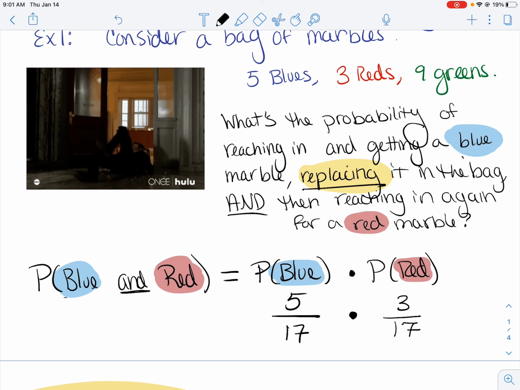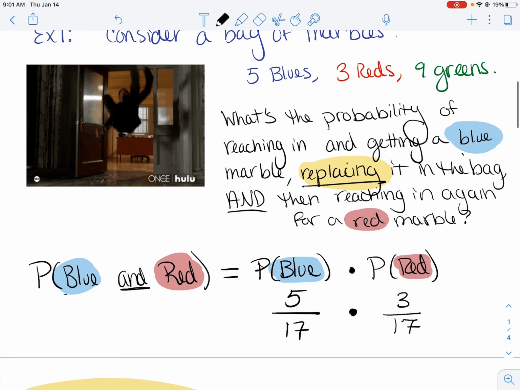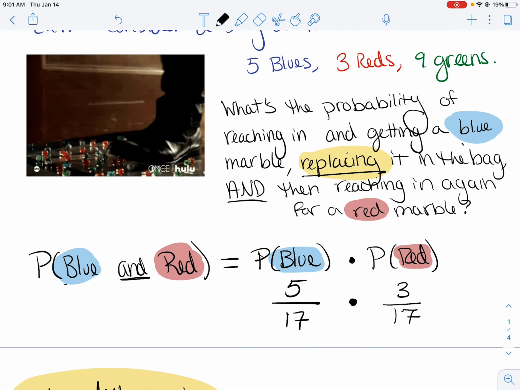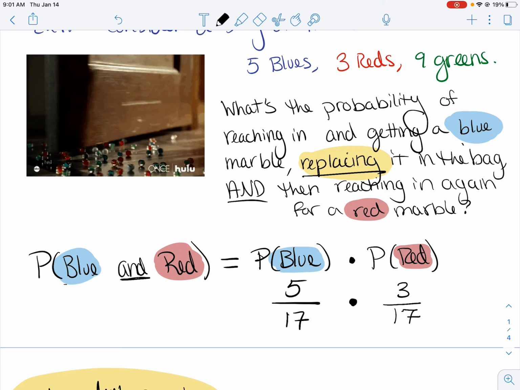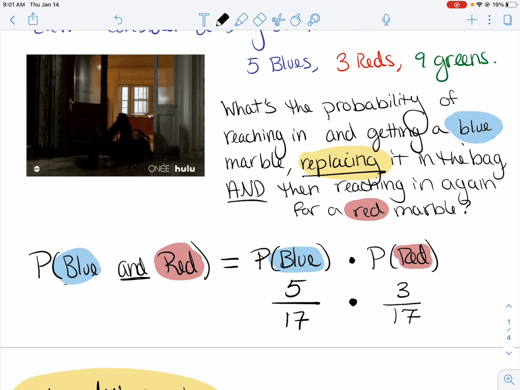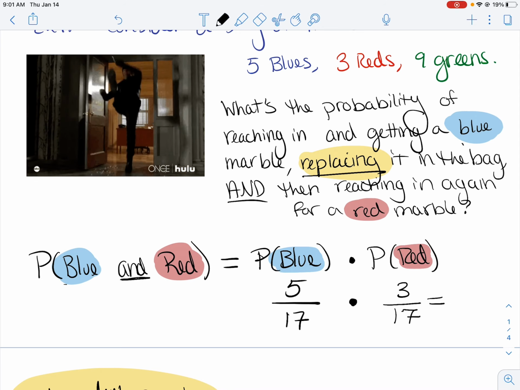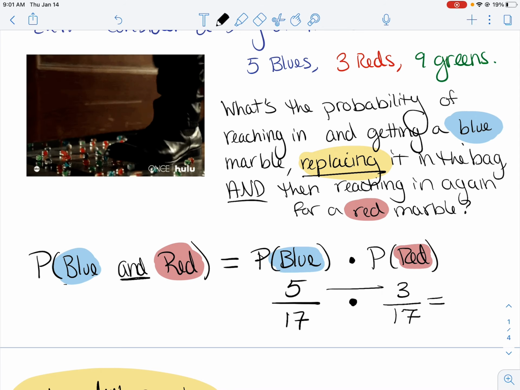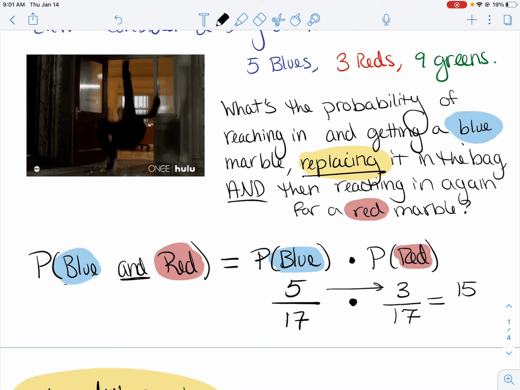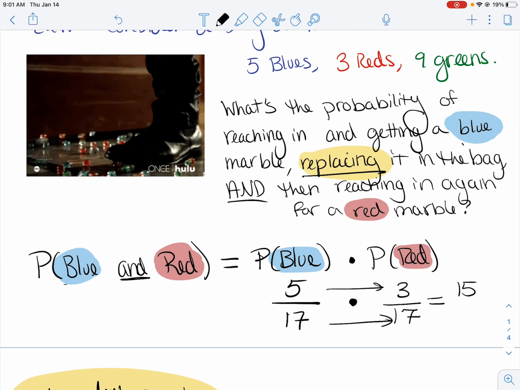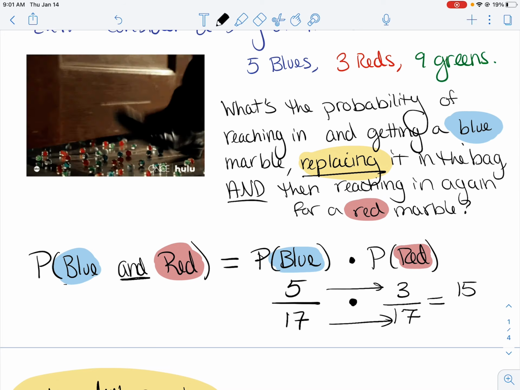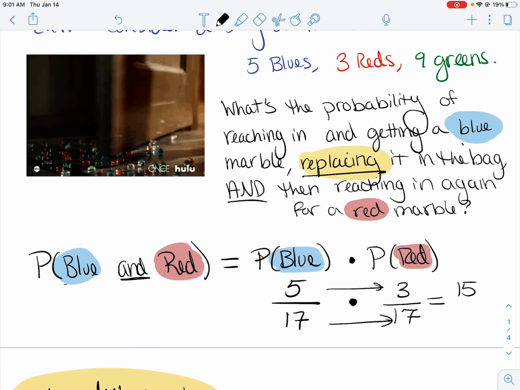And that change is called a conditional probability, but we'll work more on that next time. So what I really needed to do was find the probability of a blue marble, the probability of a red marble, and then multiply those two things together. So we multiply fractions straight across, so it would be 15, and then 17 times 17 is 289.